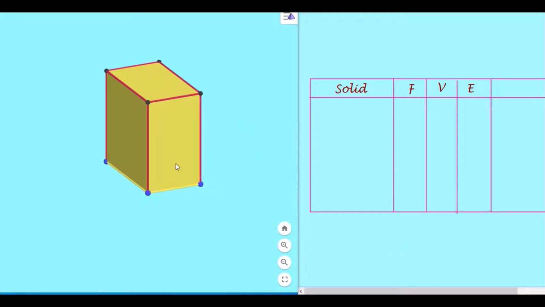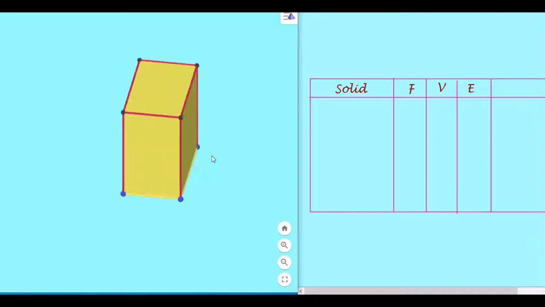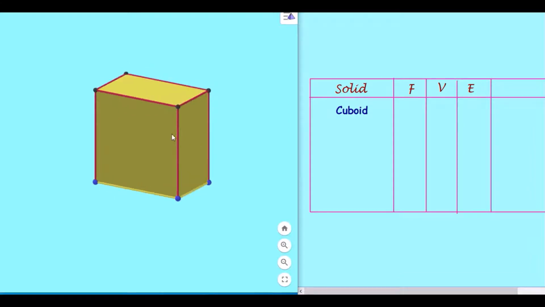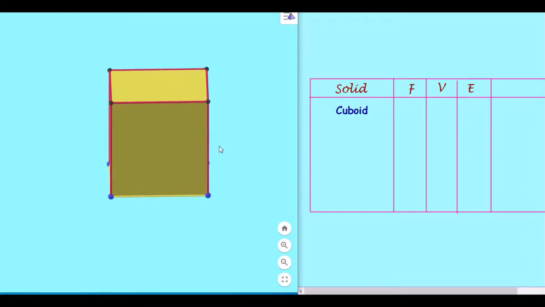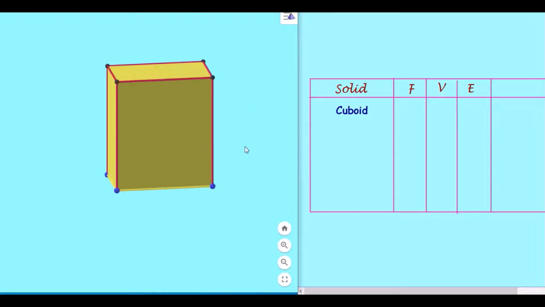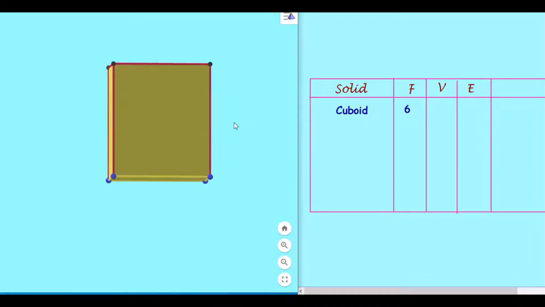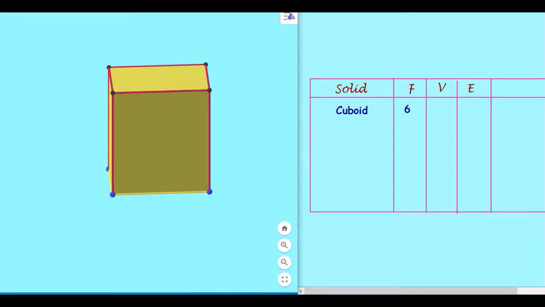Here you have a solid, that is, a cuboid. Let us write its number of faces, vertices and edges. Look at the number of faces here: 1, 2, 3, 4, 5 and 6. There are 6 faces. Now look at the vertices: 1, 2, 3, 4 at the top and 4 at the bottom, so total 8. Now what about the edges?